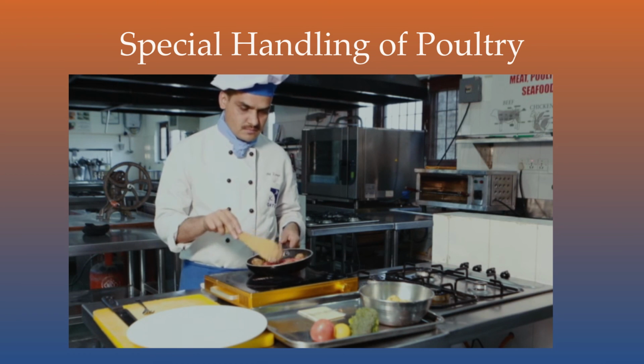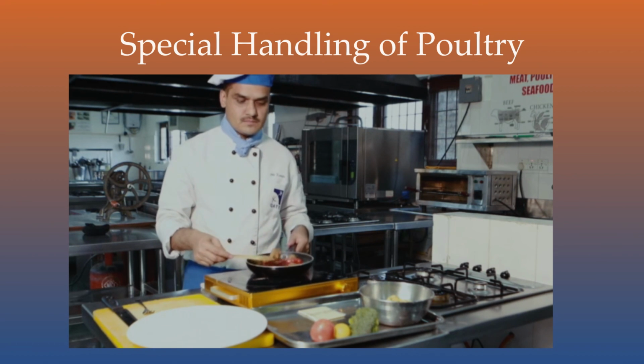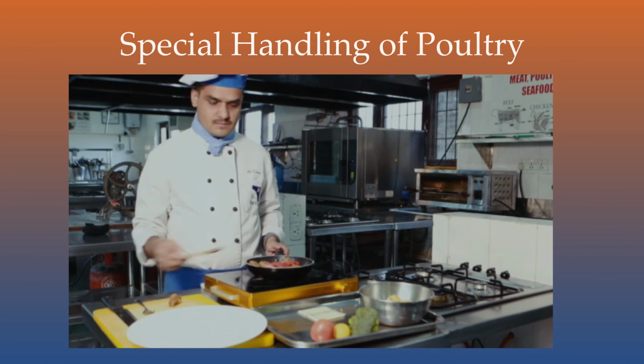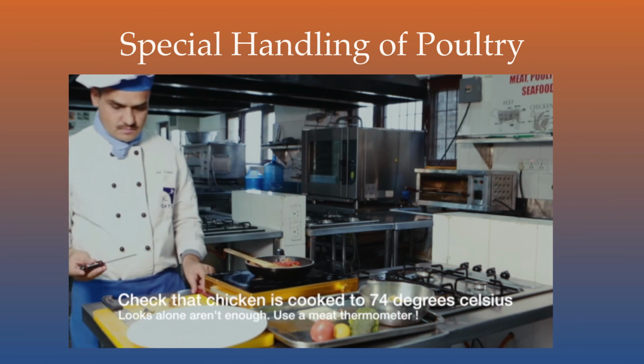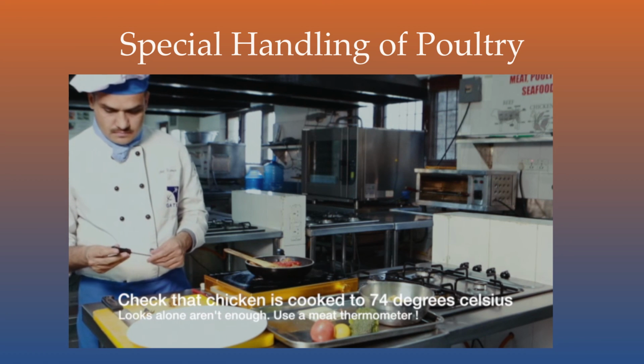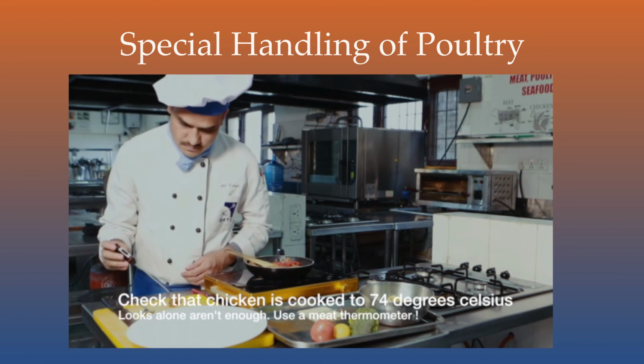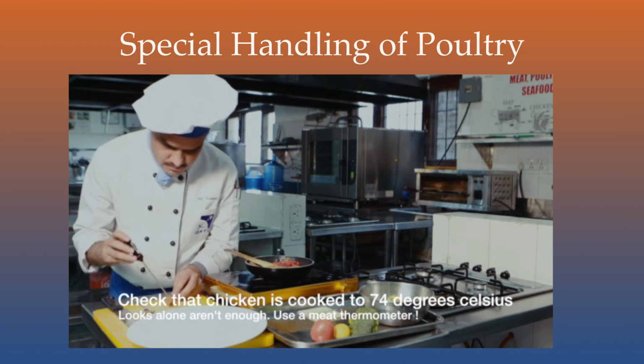Four simple words: clean, separate, cook, and chill can serve as reminders to always handle food and cook food safely to reduce illness. Chicken should be kept cold at 4 degrees Celsius or below, and cooked to an internal temperature of 74 degrees Celsius.